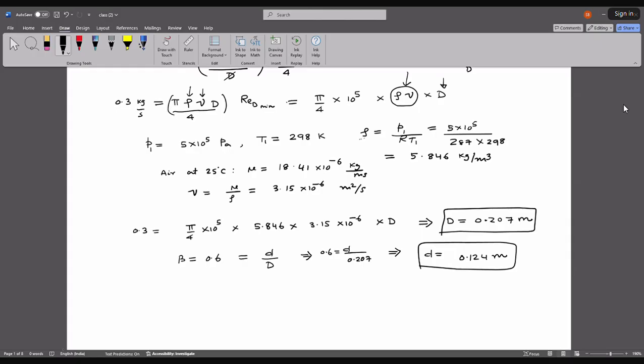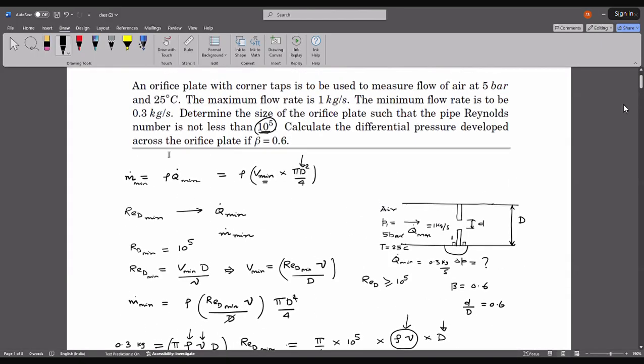Okay, so that is the first part of the question. It says that an orifice plate with corner taps is to be used to measure flow rate of air at 5 bar and 25 degrees centigrade. The maximum flow rate is given, the minimum flow rate is given, but the question is asking to determine the size of the orifice plate such that pipe Reynolds number is not less than 10 to the 5.